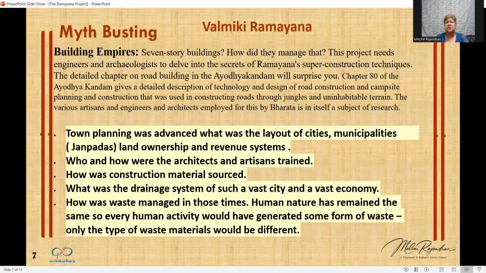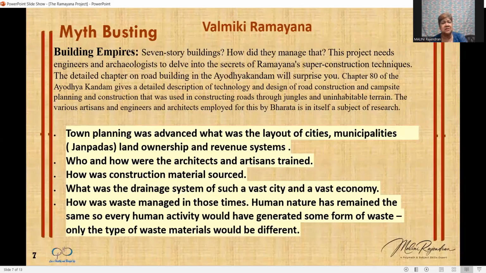There is repeated mention of seven-story buildings. How did they manage that? What was this lift system? I'm sure people didn't climb up 7 stories and 7 flights of steps. We have this arrogance in believing that whatever advanced technology we see is only because we have created it.